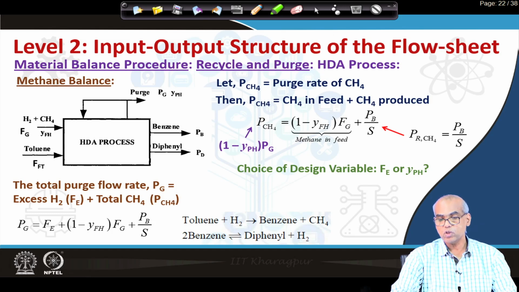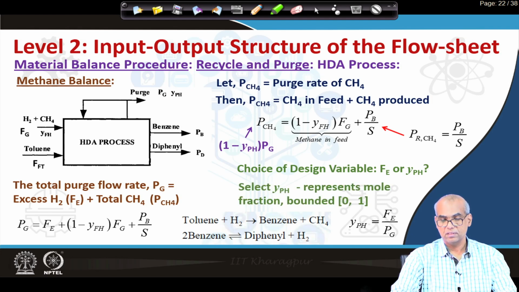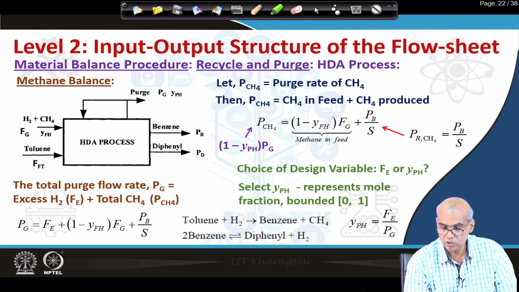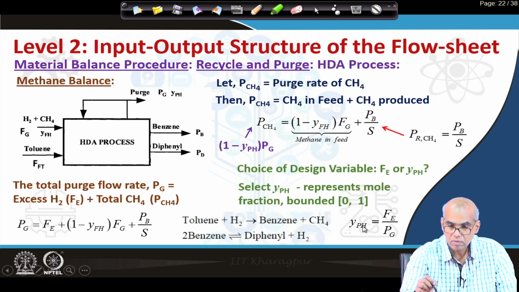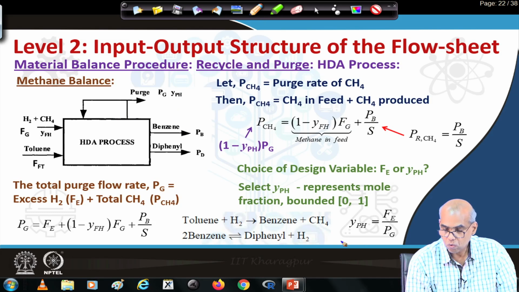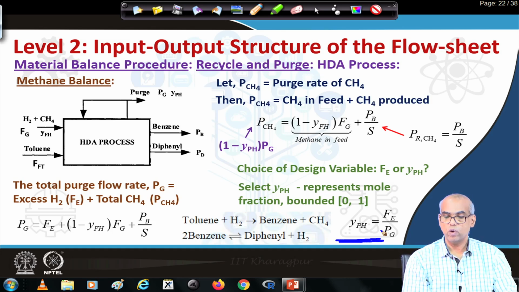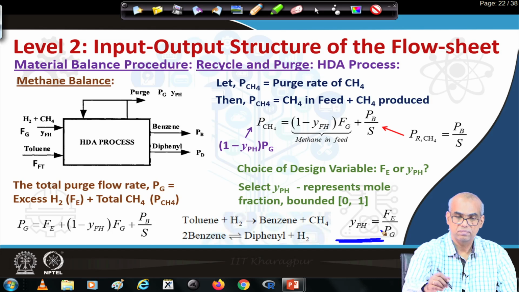Now, what should be my choice of design variables? Excess hydrogen Fe or hydrogen mole fraction in the purge YPH? We should select YPH because it represents a mole fraction. So, thereby it is bounded between 0 and 1, lower bound is 0, upper bound is 1. So, Fe, the excess hydrogen, will be equal to YPH into Pg. So, YPH equals Fe by Pg.